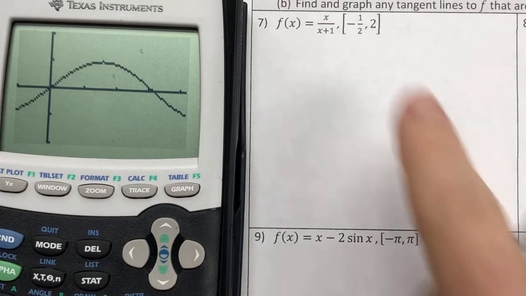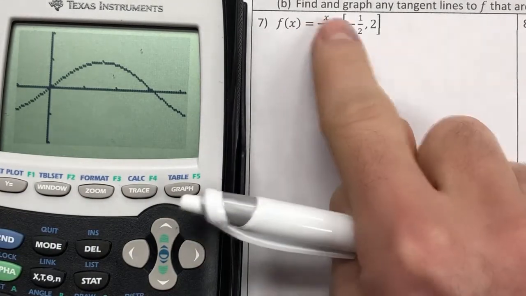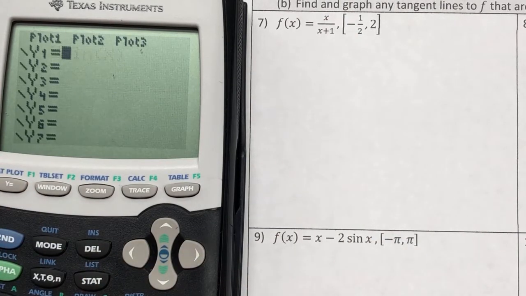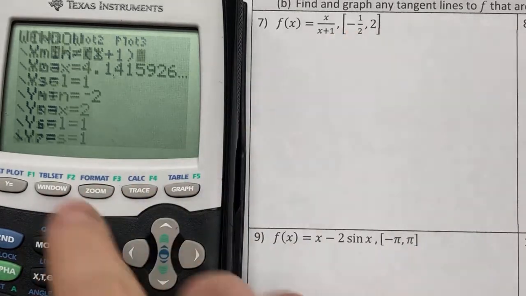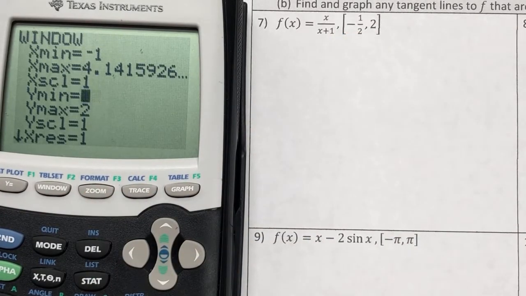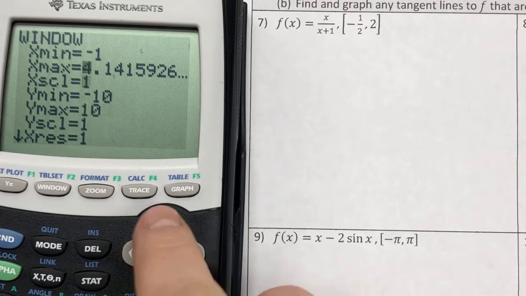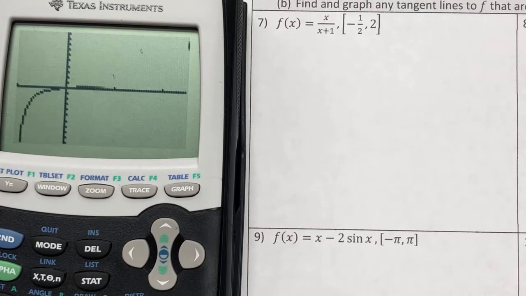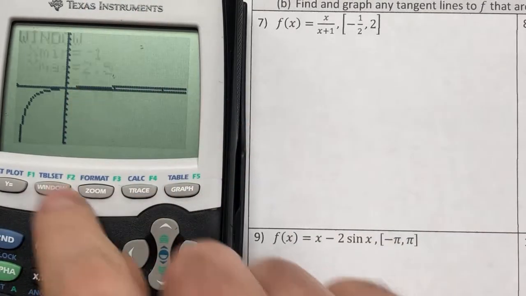So if I take a look at this on the graph, this looks like a rational function. Let's clear that. So I got x divided by x plus 1. And I'm looking at it from -1/2 to 2. So let's set that from -10 to 10. And so from -1/2, let's set that to -1. To 2, I'm going to set this to 2.5. So I've got a half variable on each side. Perfect. So I've got a lot of excess space. Let's get rid of that.